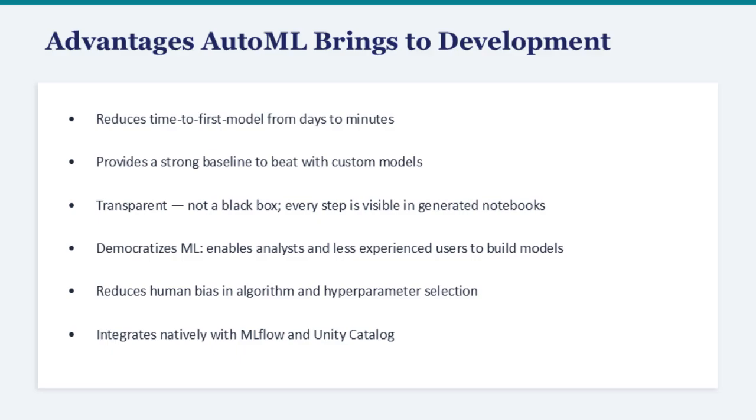Fifth, it reduces human bias in algorithm and hyperparameter selections. We all have our favorite algorithms, but AutoML objectively compares all of them. Sixth and the final advantage, it integrates natively with MLflow and Unity Catalog. So all your results are properly tracked and governed from the start.